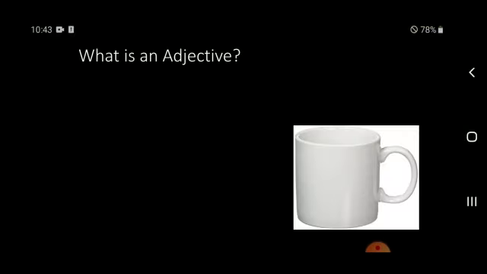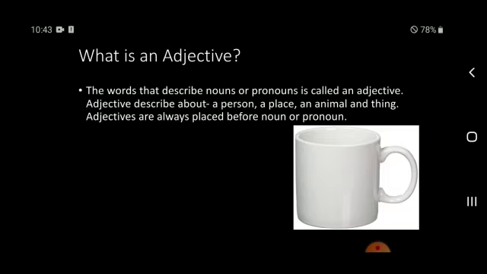What is an adjective? The words that describe nouns or pronouns are called adjectives. Adjectives describe a person, a place, an animal, and a thing. Students, remember the last lines? Adjectives are always placed before a noun or pronoun.